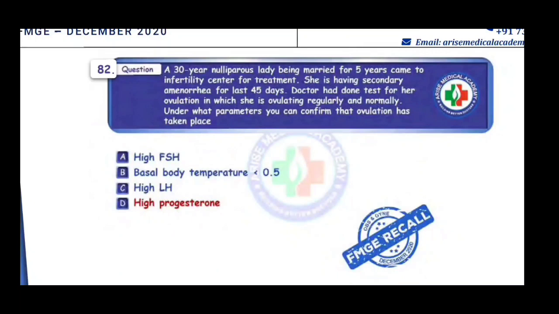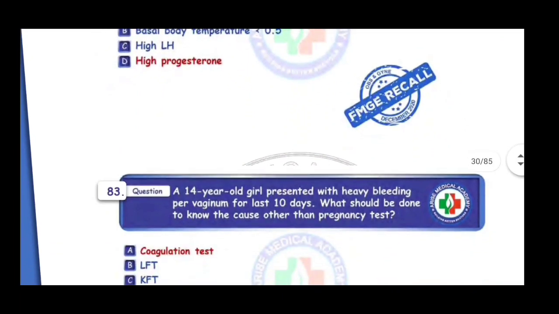Next one, a 30-year-old nulliparous lady married for 5 years came to infertility center for treatment. She is having secondary amenorrhea for the last 45 days. Doctor had done a test for her ovulation in which she is ovulatory, regular and normal. By what parameter can you confirm that ovulation has taken place? The level of high progesterone.